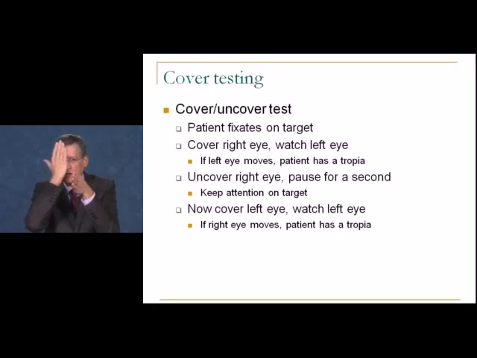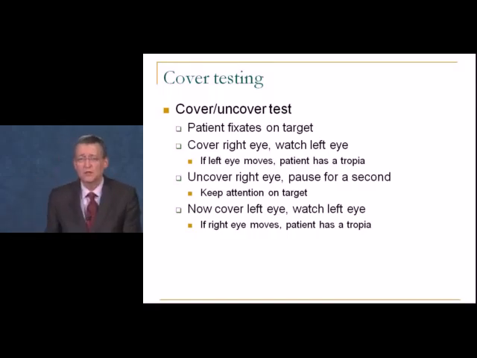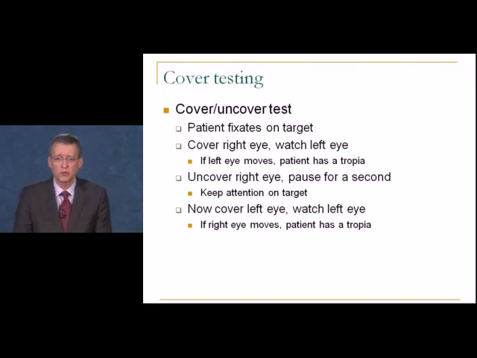And then uncover it and pause for a second, and now cover the left eye. If you now see the right eye shift to pick up fixation, then again you've got a tropia. You're less excited about what happens to the eye under the cover because that's a phoria, which usually isn't clinically that important. It's the manifest tropia, associated with reduced binocular vision, that you want to pick up.